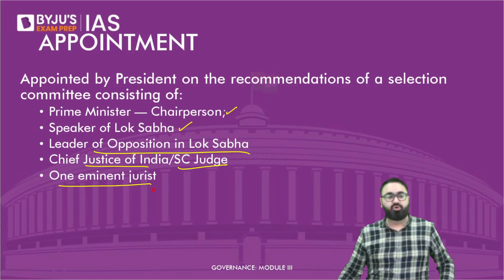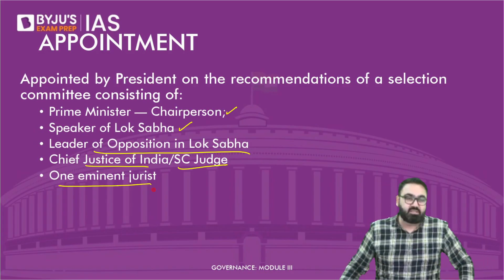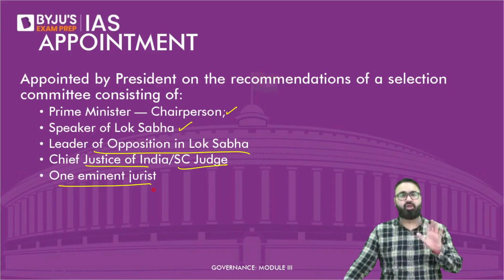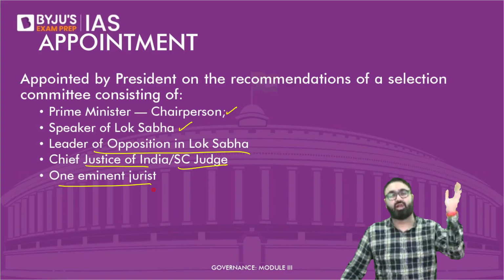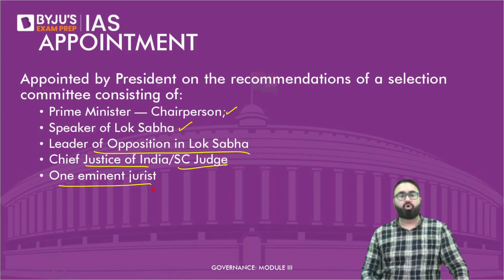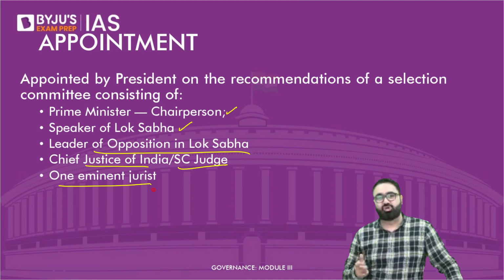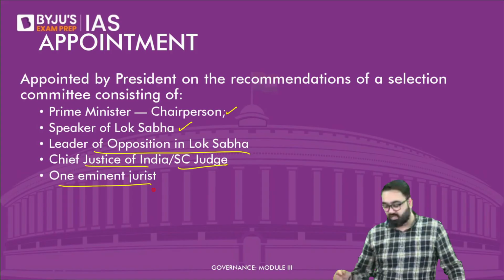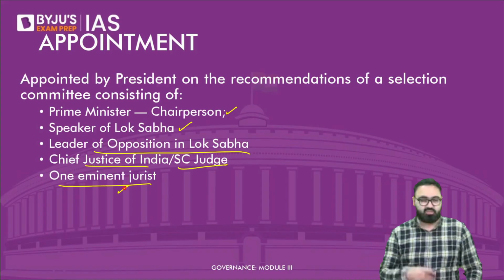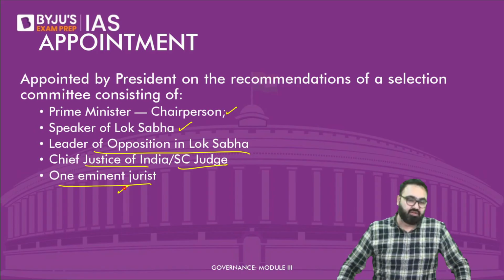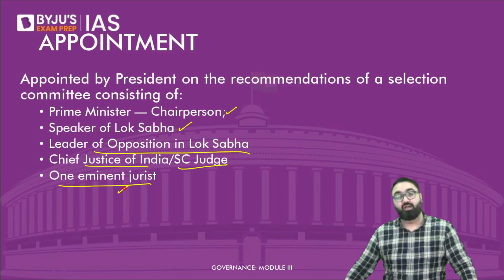I hope all of you know who a jurist is. A jurist is a person who has a lot of knowledge in the field of law, but is not a lawyer or a judge. For example, professors who teach in law universities, people who have done a PhD in law, people who do research on law, etc. Those are called jurists. So these 5 people take a call, decide, and give a name to the President of India, and thus the President of India appoints the Lokpal.